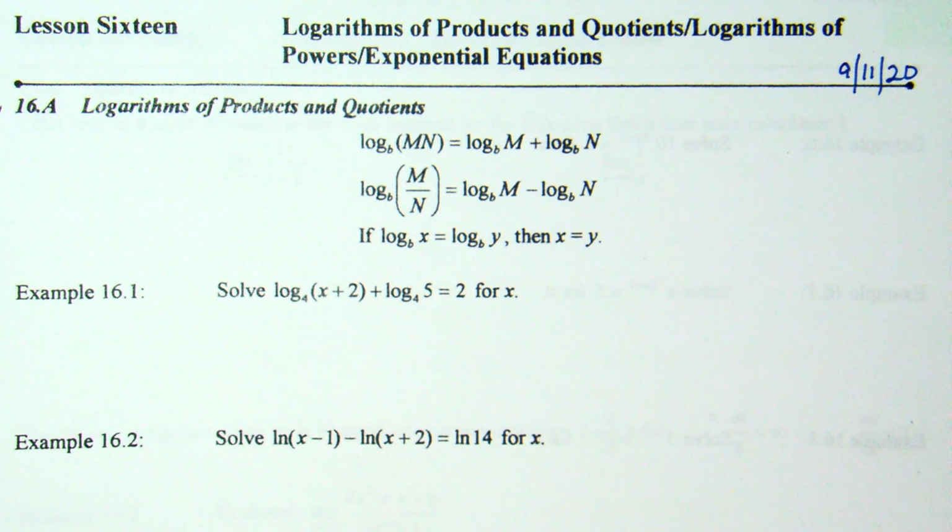Okay. So let's jump into example 1 here. Log base 4 of x plus 2 plus log base 4 of 5 equals 2. And we are solving for x. You got me a starting point? We can multiply x plus 2 by 5. Okay. Two logs, same base, being added can be rewritten as one log where the insides are multiplied.